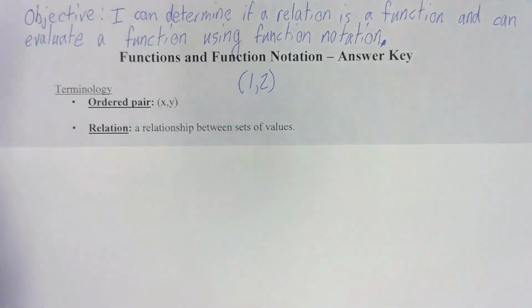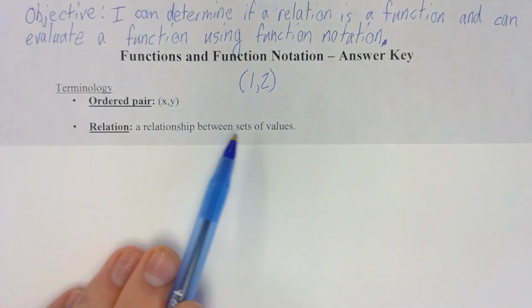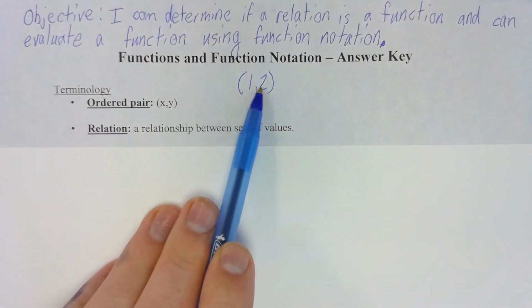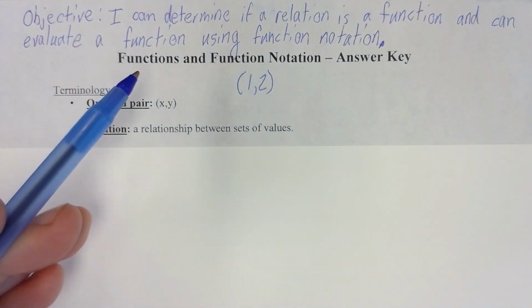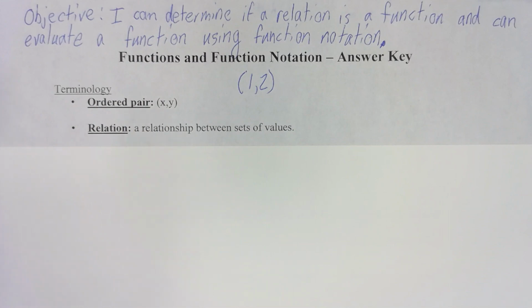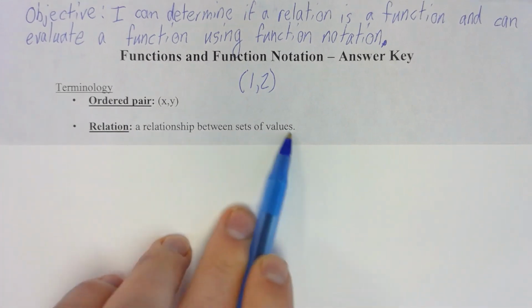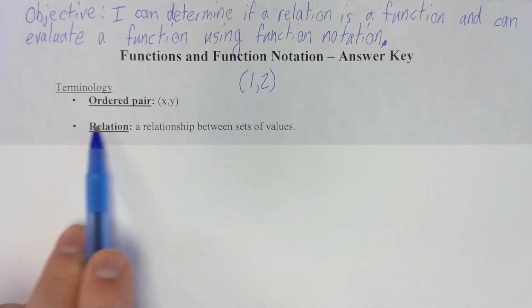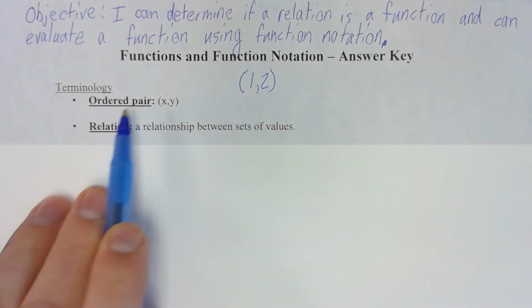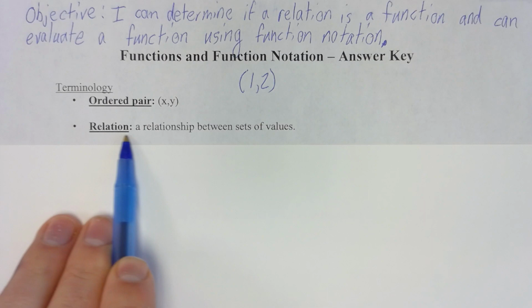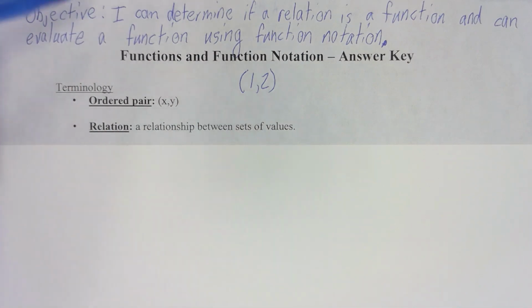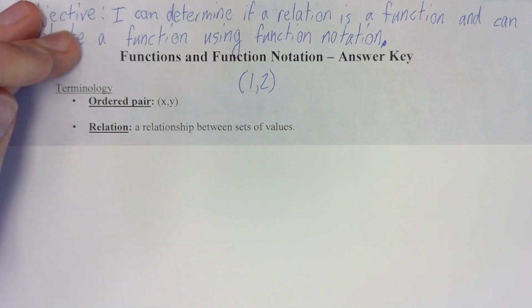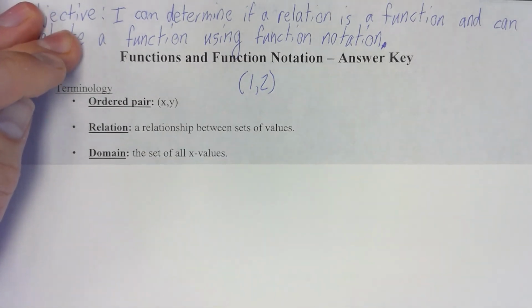A relation is a relationship between sets of values. This 1 and this 2 go together. They're a relation because they describe a point, okay? So basically any point you make on the coordinate plane creates a relation. And if you have a set of points, any point is called an ordered pair. Any set of points, if I have multiple points on the coordinate plane or a line or a curve or a circle, those are all called relations. Now the question is, is your relation also a function? And we're going to talk about that in a second.